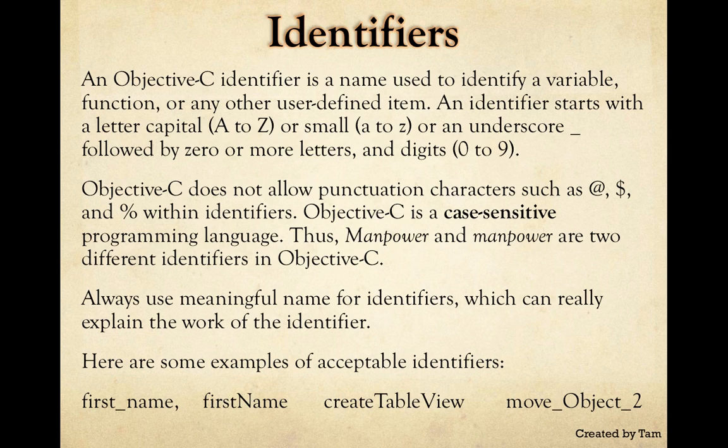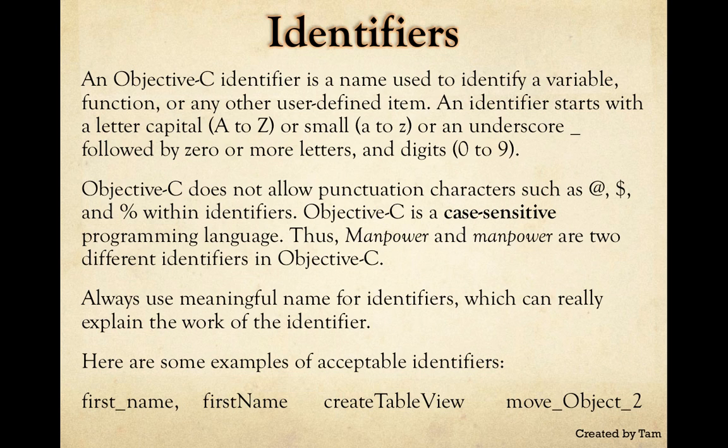Identifiers. An Objective-C identifier is a name used to identify a variable, function, or any other user-defined item. An identifier starts with a letter, capital A to Z or small a to z, or an underscore, followed by zero or more letters and digits from 0 to 9. Objective-C does not allow punctuation characters such as at, dollar, and percentage within identifiers. Objective-C is a case-sensitive programming language. Thus, capital N manpower and small n manpower are two different identifiers in Objective-C.